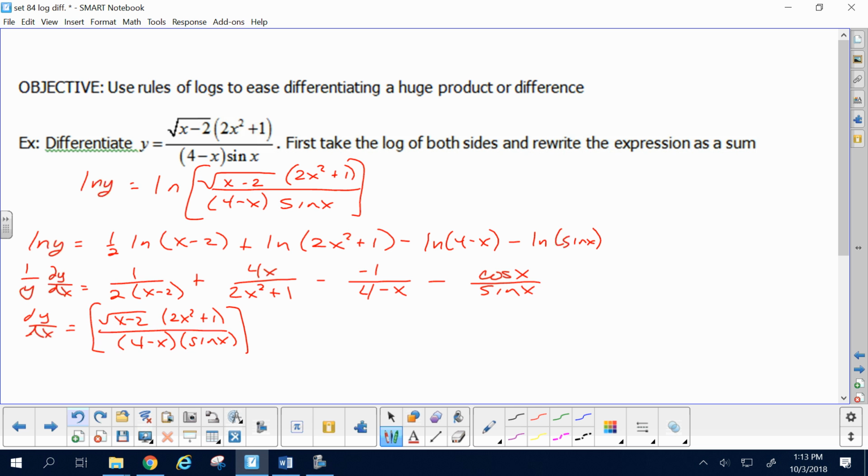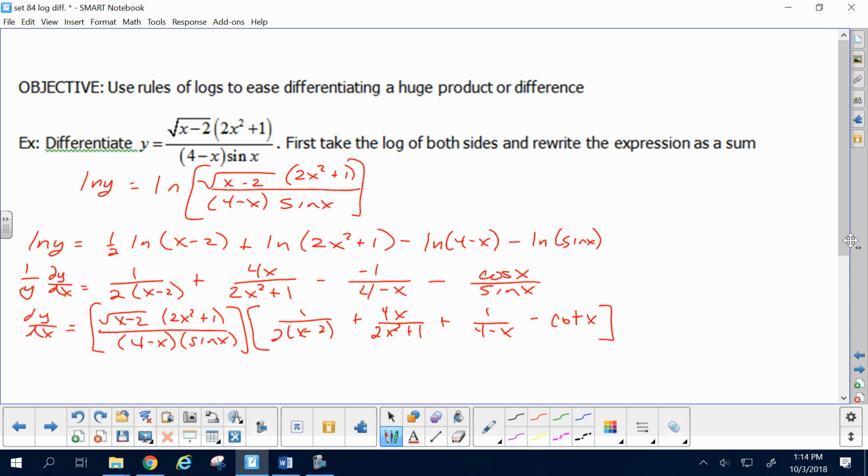Then we start to write our derivative on the right-hand side, maybe cleaning up a little as we go. 1 over 2 with x minus 2 is fine. 4x over 2x squared plus 1 is fine. I might call the next term plus 1 over 4 minus x, combining your two negatives. And then maybe minus cotangent. And there's your derivative. You get the gist?